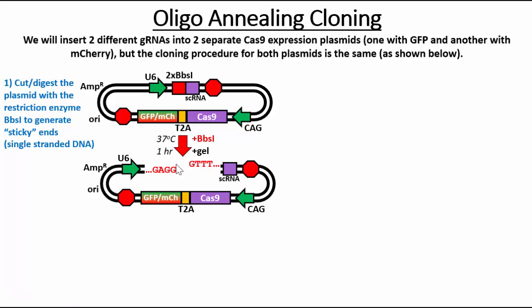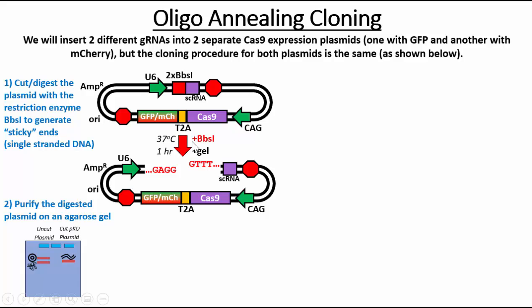So that gives us an opportunity to introduce our guide RNA at that location. But anyways, I'm getting ahead of myself. What the BBS1 has done here is it's cut the plasmid DNA, okay? And it's cut it at the location where we would like to introduce the guide RNA. Now, I'm glossing over a few important steps here.